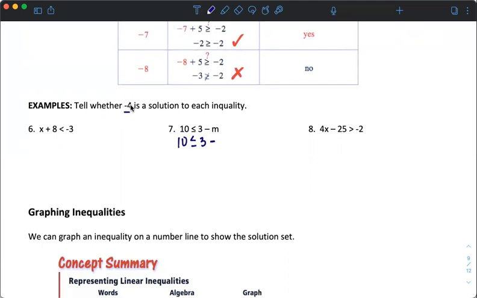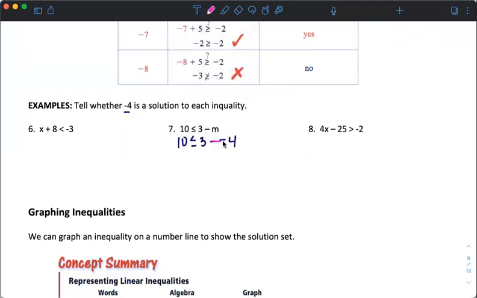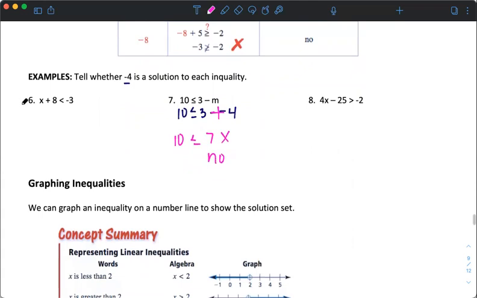We're going to replace -4 with m. And so it should say 3 minus -4. When we take a negative and a negative together, that makes a positive. And we have 10 is less than or equal to 7, which is not true. No, it is not a solution. And in similar cases, we would just plug it in and see if it's true.